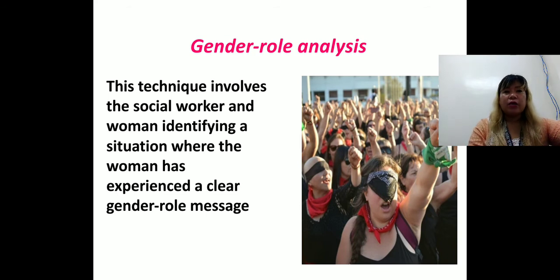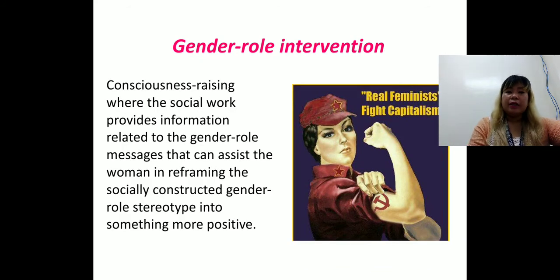Next is gender role intervention. Conscious raising, where the social worker provides information related to the gender role messages that can assist the woman in reframing the socially constructed gender role stereotype into something more positive. So, giving the person the facts, information, education about gender roles, and making her understand that those are normal, the negative things in the society, but you have to let the person know that it is not true at all.